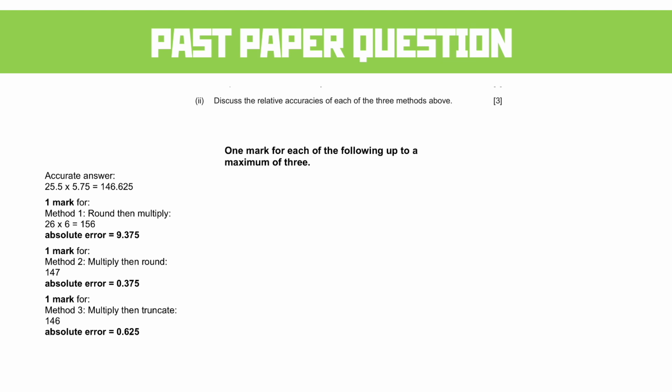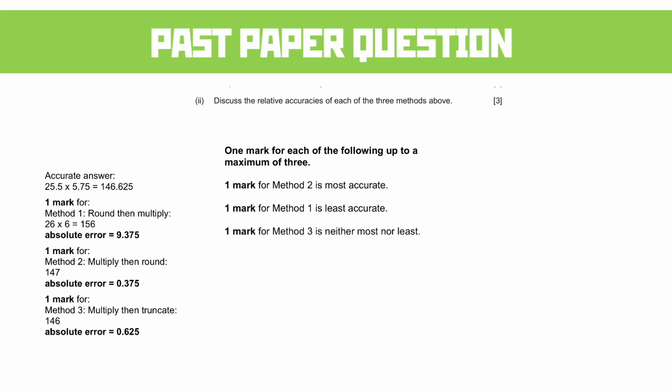So let's go through them one at a time and have a think about why each method is good or bad. Well, first of all, we want to just say which are the most accurate. There are 3 marks just identifying out of those results which one's the most accurate. So we're going to say, right, method 2 is the most accurate because the absolute error is the smallest. Method 1 is the least accurate because the absolute error is the largest. And method 3 is somewhere in the middle, but it's neither the most nor least accurate.